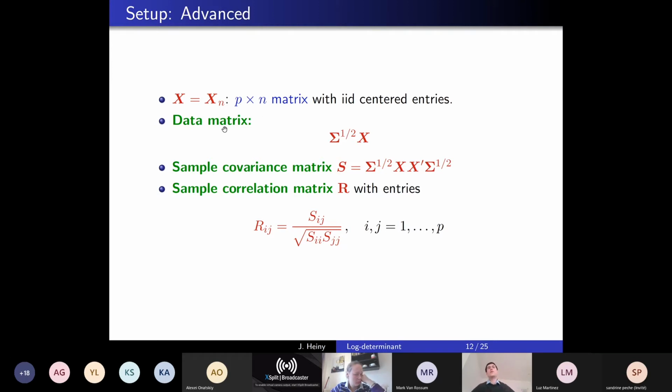and then define my data matrix a little bit differently. I will multiply this noise matrix with the Hermitian square root of sigma, and the sample covariance matrix is non-normalized, so is given by this data matrix times its transpose. And the sample correlation matrix I define as before. Now I just write down the entry-wise definition. It's the empirical covariance of the ith and the jth coordinate divided by the corresponding empirical standard deviations.